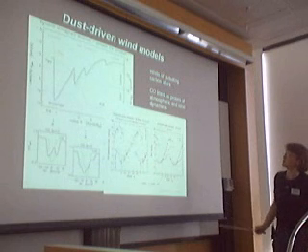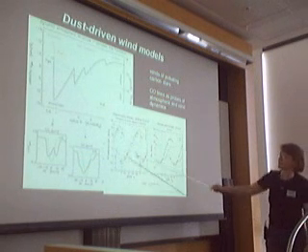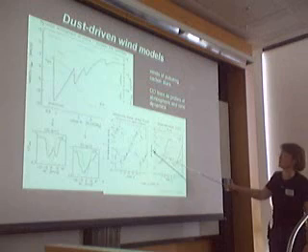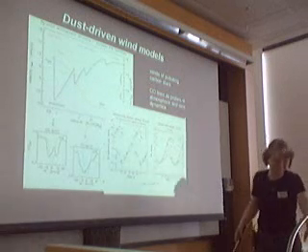I don't want to go into details here, actually. So these are observational radial velocity curves. These are computed ones here.